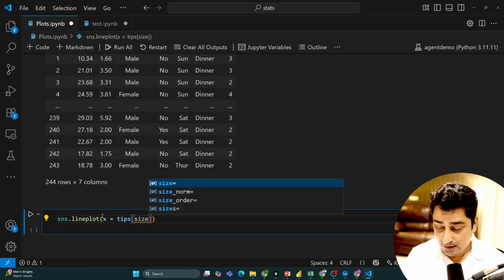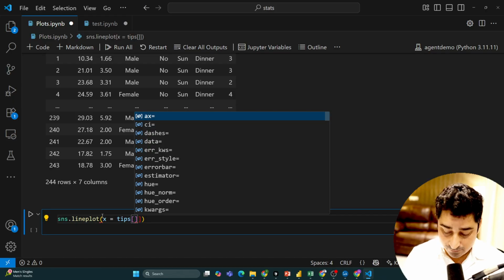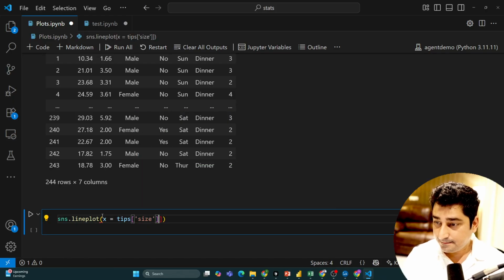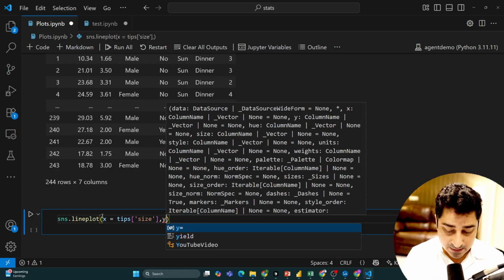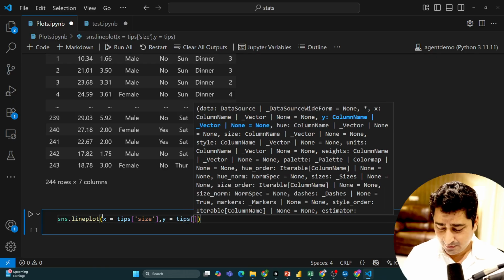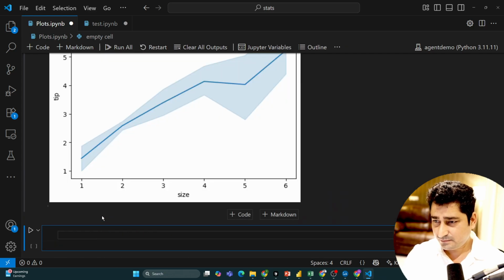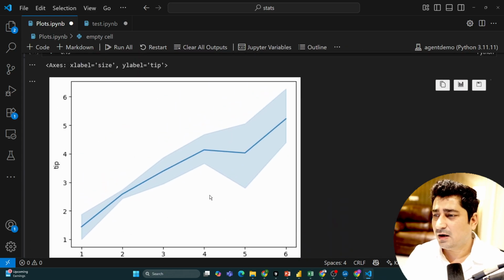We had a tips data, right? So from tips data, I'm selecting a size column, by the way. And Y axis wise, I'm going to give a tips. So tips data, and then inside that we have a tip column. Fine. So this is something called as a line plot.